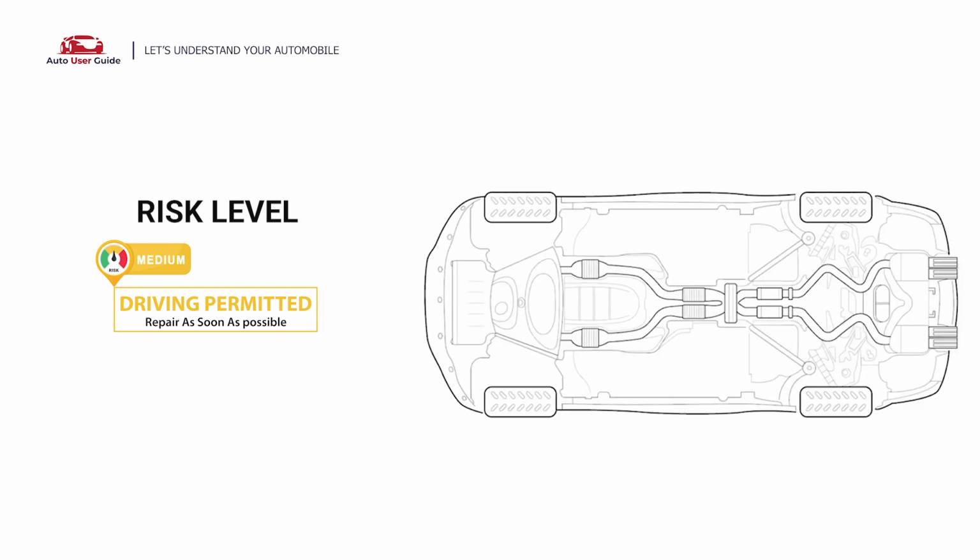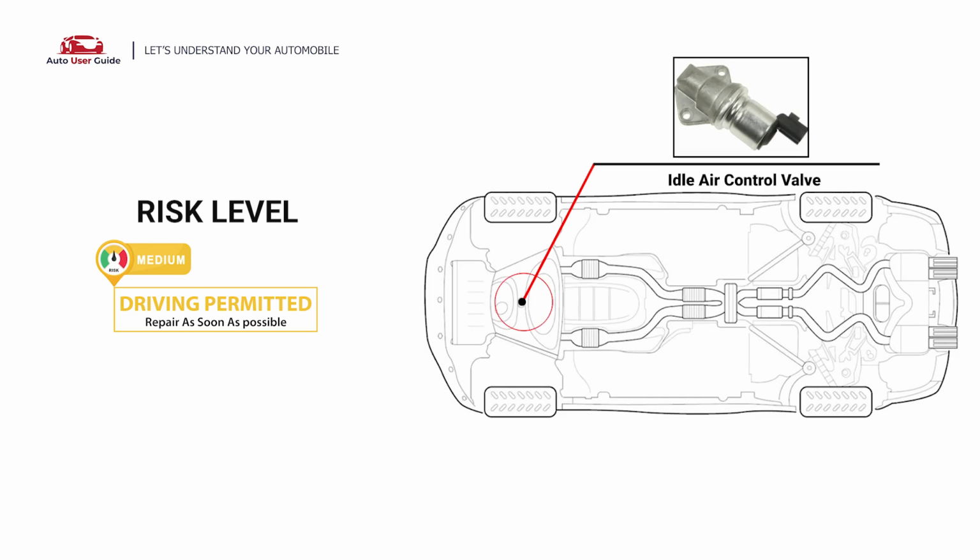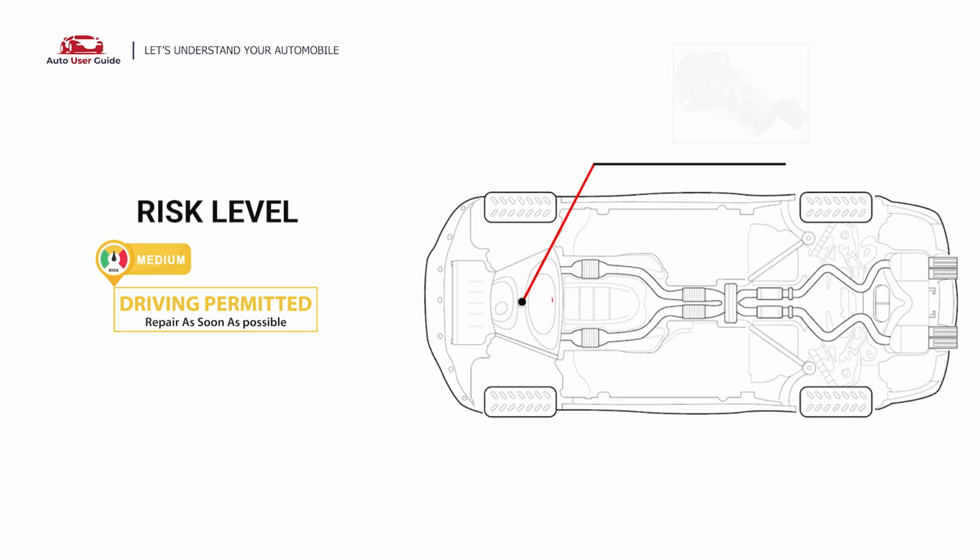This error code indicates an idle air control system circuit low condition. This means the powertrain control module has detected a lower than expected voltage signal or current in the electrical circuit that controls the idle air control system. Under these circumstances, short-distance driving is permitted, but your vehicle should be repaired as soon as possible.